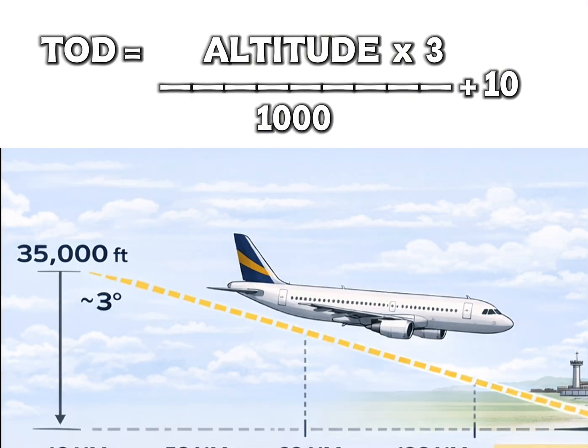Basically, the formula for getting our top of descent is our current altitude multiplied by 3, divided by 1000, then add 10. It's a very straightforward formula. So let us now dig deeper into how to actually use it.